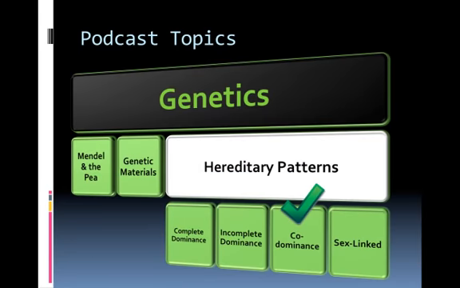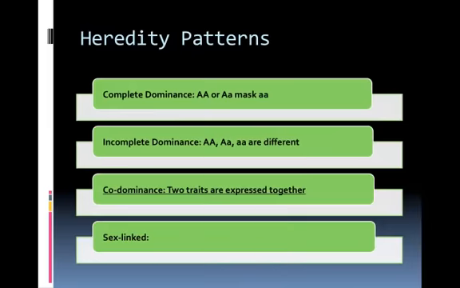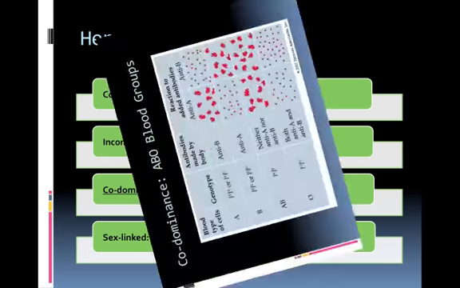Codominance is another example of hereditary patterns. The most common example would be the ABO blood groups. In this case, there's not really any competition between the different traits. They're both expressed together, so they have no qualms, no issues with each other. They both can sort of peaceably get along.